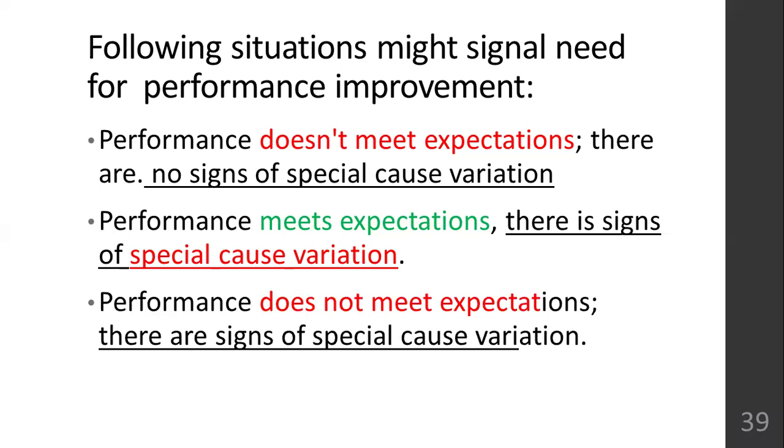And the third case is the performance does not meet the expectations. The department has not met the goals, and on top of that, special cost variation also happened. Some tragedy happened, some unexpected event happened, and also performance expectations were not met. So here also you will give performance improvement guidance.